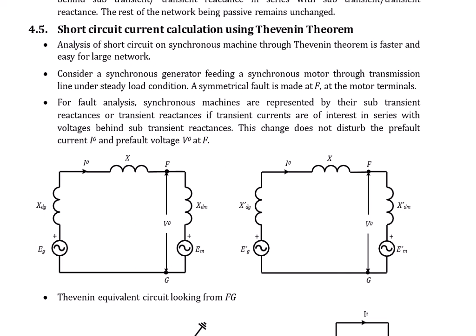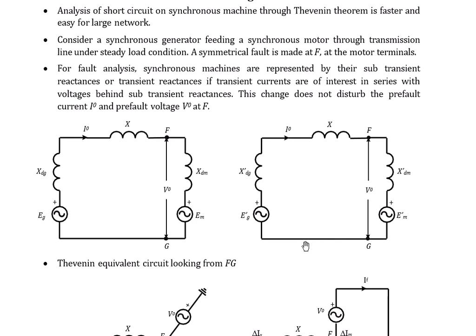Okay, so this is how we model the generator, which has an EG in series with the XDG, which is the reactance of the generator. Then we have this line reactance, and on this side we have the motor reactance and the motor EMF. And this is the terminal voltage of the motor. Okay, so these are two equations from the point of view of the transient and normal steady state portion.